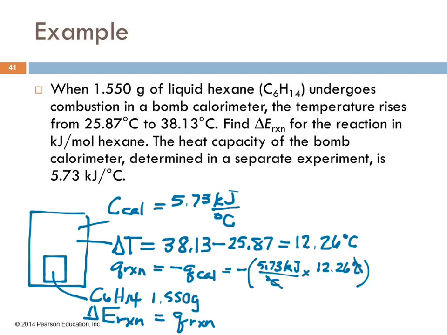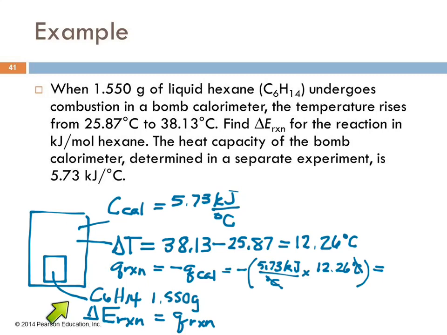The units helped us know what to do. So we didn't need the mass. We don't need the mass of the calorimeter because this is a heat capacity. It's not specific heat capacity. Specific heat capacity has a gram unit in the bottom. It's kilojoules per gram degree Celsius or joules per gram degree Celsius. And we use that for substances.